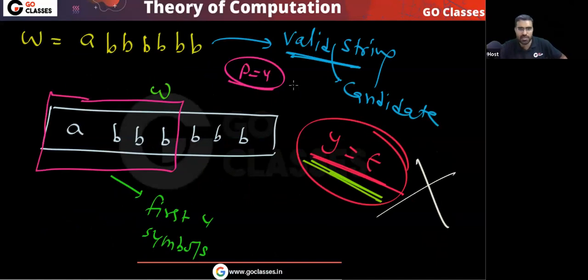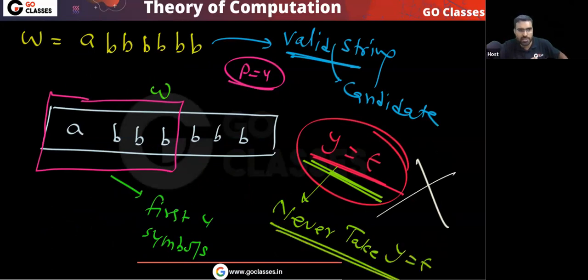Yes, x can be empty, z can be empty, but y cannot be empty. We only care about y. We do not care about x comma z. The y cannot be empty. So remember, never take y equal to empty. A non-empty substring you need.